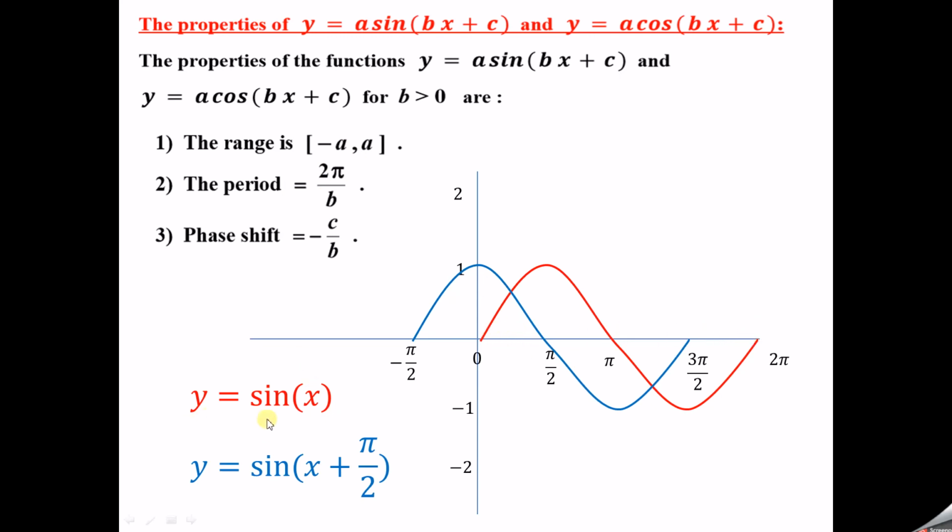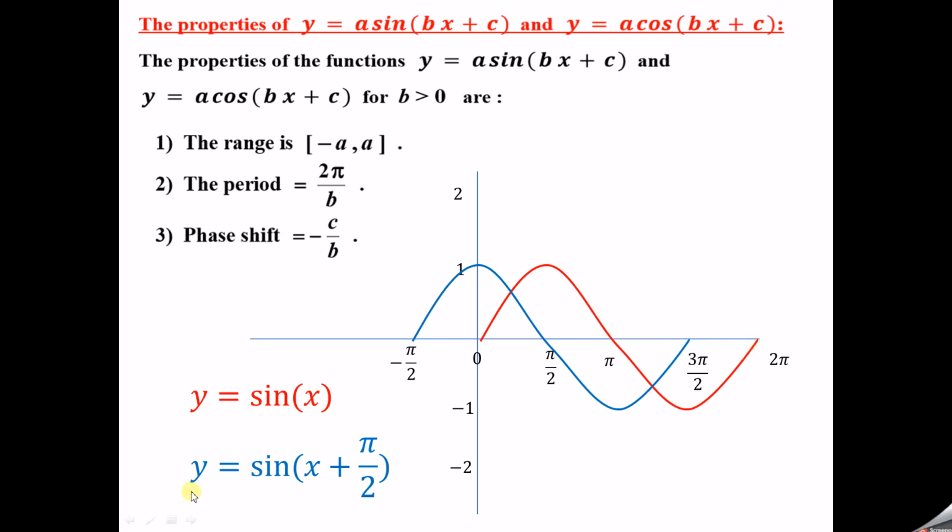So first we are writing y equal to sin x. Y equal to sin x is this curve, the red colored curve, with the period 2 pi. It starts from 0, ends at 2 pi. After 2 pi length, the same values of sin x will be repeated.